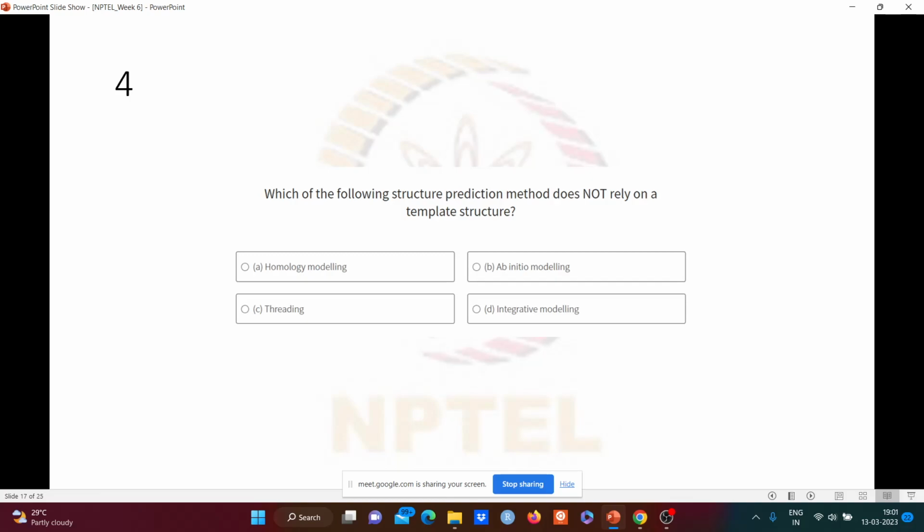Yeah, here coming to this fourth, the answer is Ab initio modeling. Where, as we discussed, you predict the protein structure solely based on the amino acid sequence, without using any information from experimentally determined structures or homology modeling.